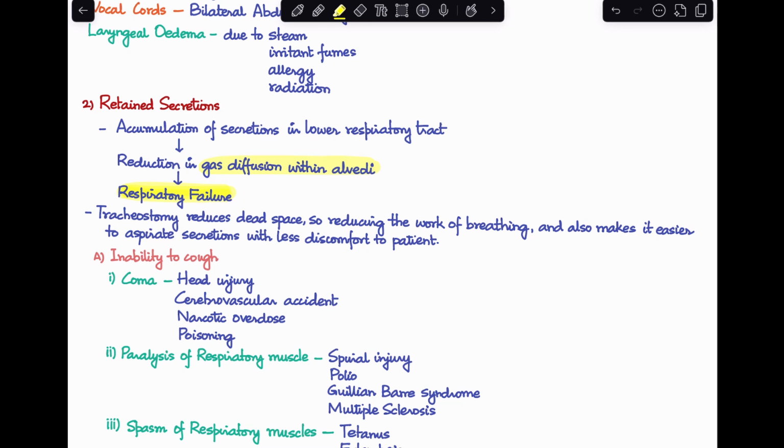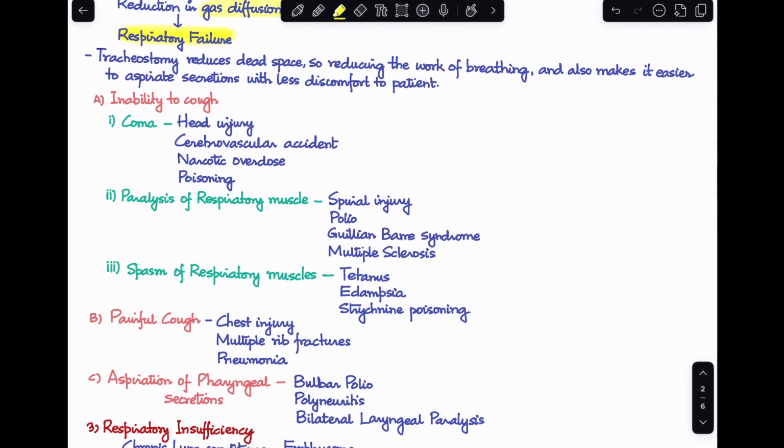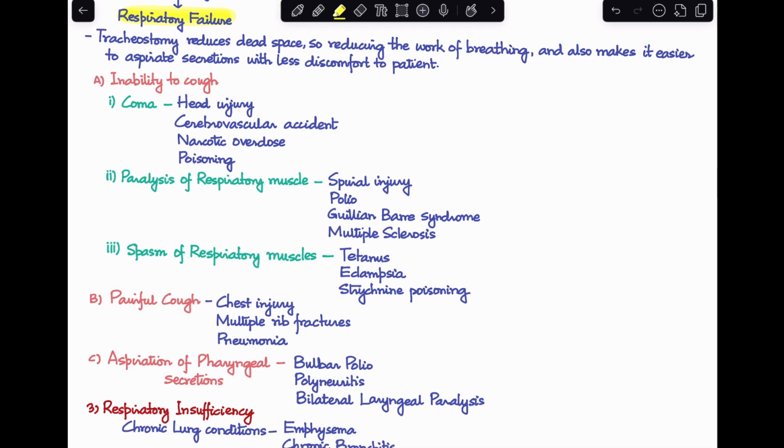Now, these retained secretions can be further classified into three different types of causes. First of all, is if the patient has an inability to cough, if the patient has painful cough, and third is when there is aspiration of pharyngeal secretions occurring. Now, inability to cough can be seen in three different types. One is if the patient is in coma, maybe because of head injury or a cerebrovascular accident or a narcotic overdose or any kind of poisoning.